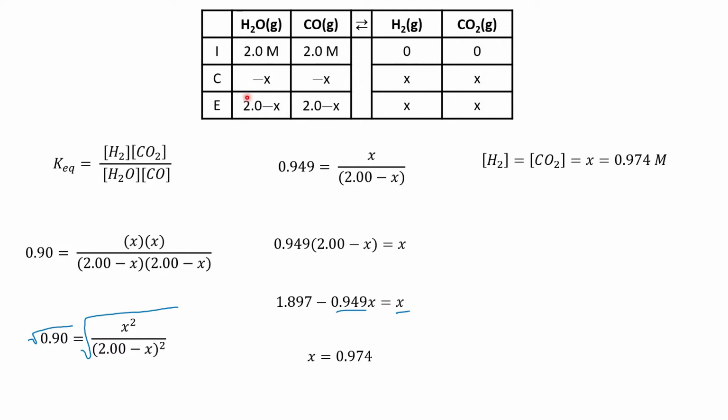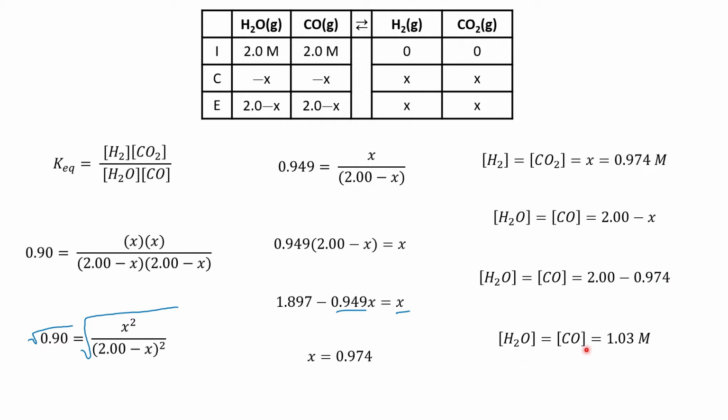Now let's talk about our reactants. Remember, we have an expression for our concentrations of reactants. Again, our water and our carbon monoxide are the same. They both equal 2 minus X. So just straight up plugging X in here, we get our equilibrium concentrations of water and carbon monoxide equal 1.03 molar.